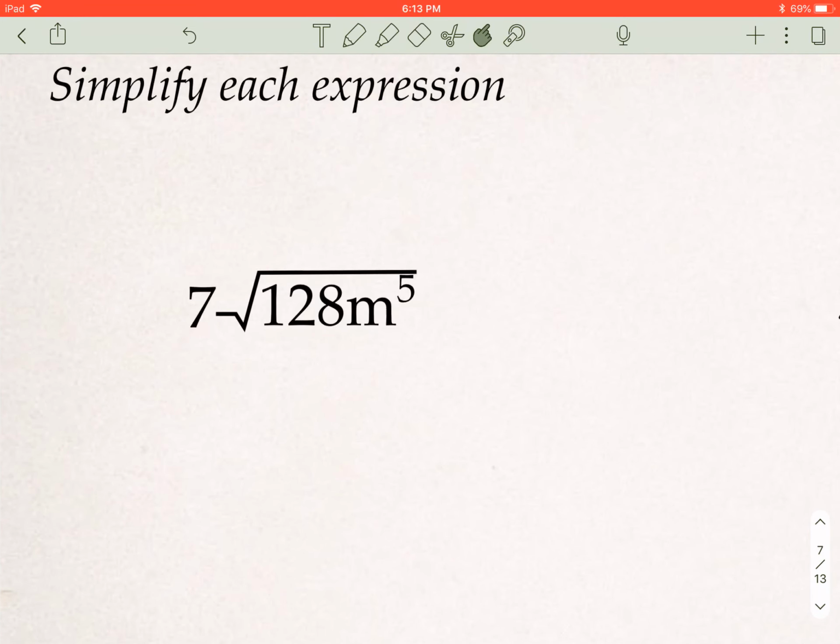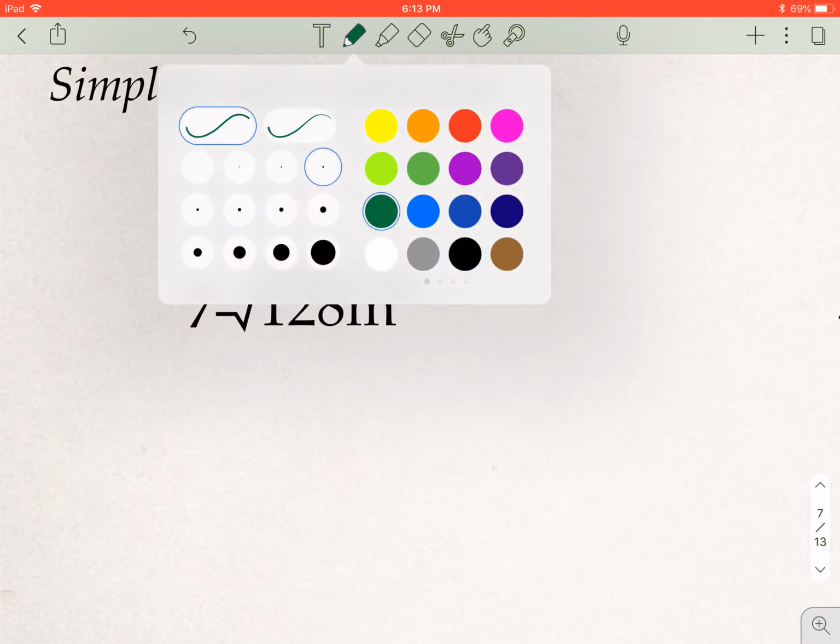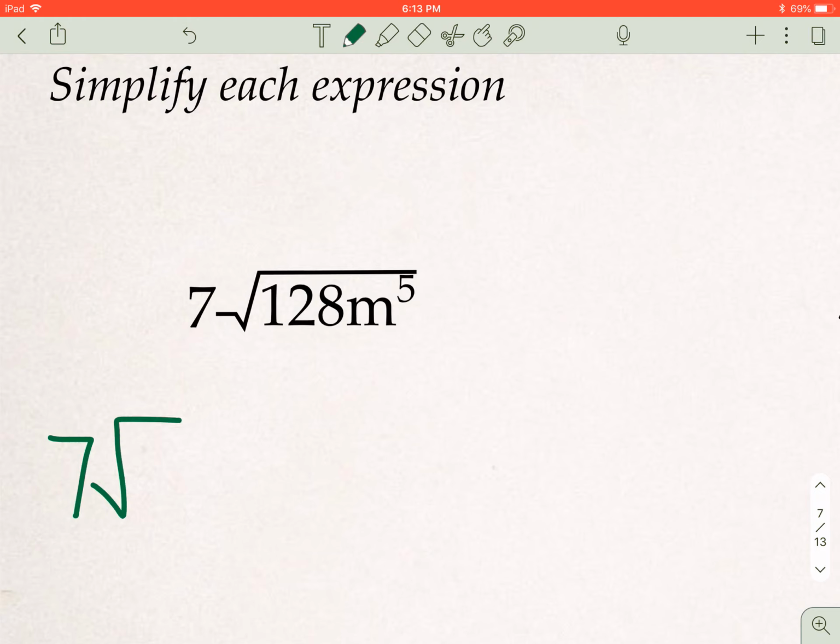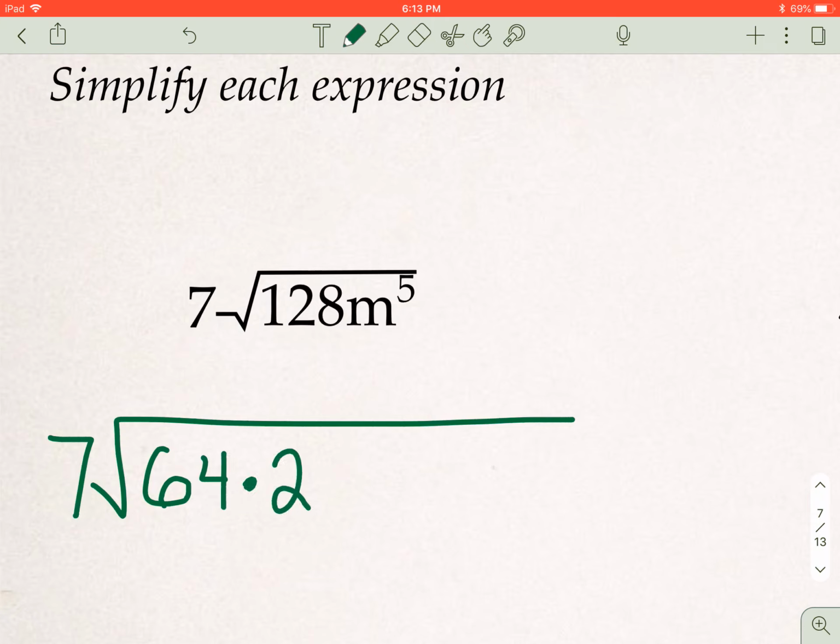It says 7 times the square root of 128m to the 5th. If you already have a coefficient out here, just leave it at the beginning. So I'm going to rewrite this as 7 times the square root. Okay, how can I break 128 down? Well, that's the same as 64 times 2. And remember, with our variables with an exponent, we want to rewrite it leaving the greatest even exponent possible. So I'm going to rewrite that as m to the 4th times m.